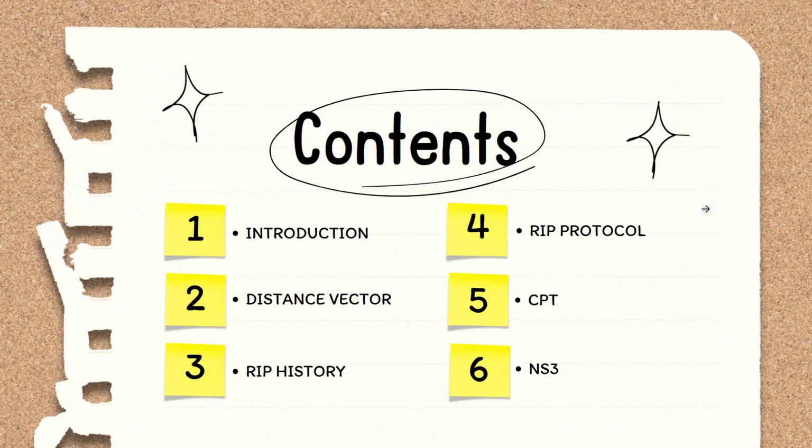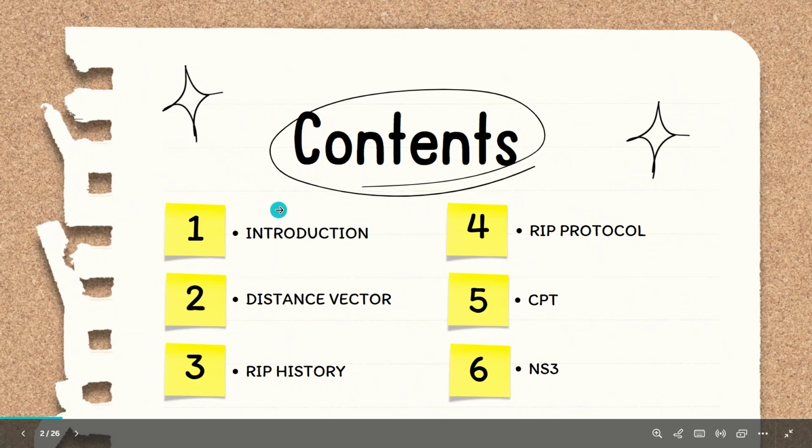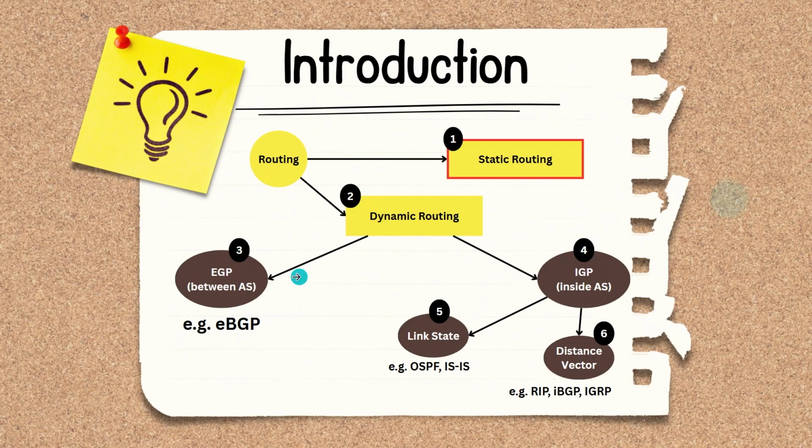The content of this playlist, the video series on the RIP protocol, follows like this. First we'll introduce RIP, then we'll have a brief discussion on distance vector, then RIP history, followed by some of the theory part of the RIP protocol. Then one by one we'll simulate RIP inside Cisco Packet Tracer and also in NS3. So without wasting much time, let's get started.